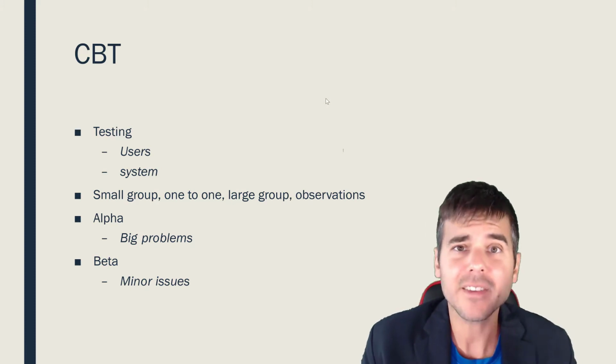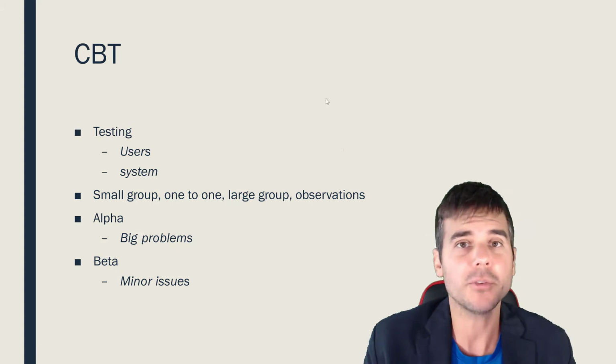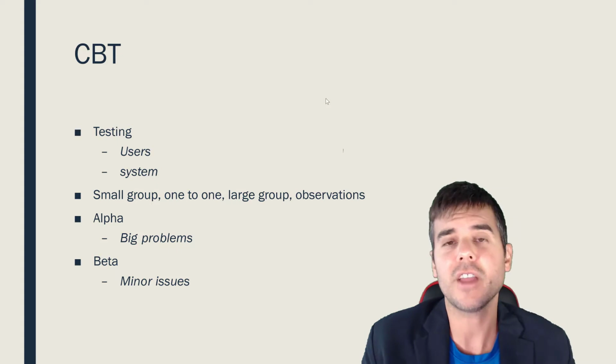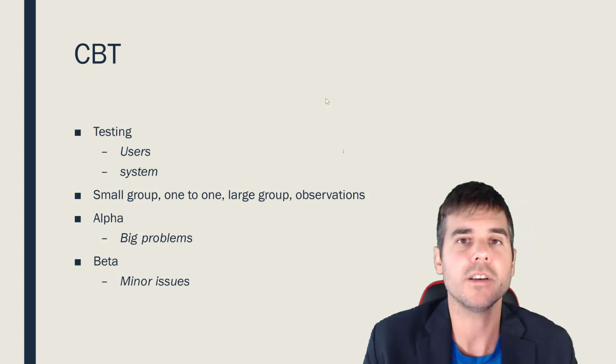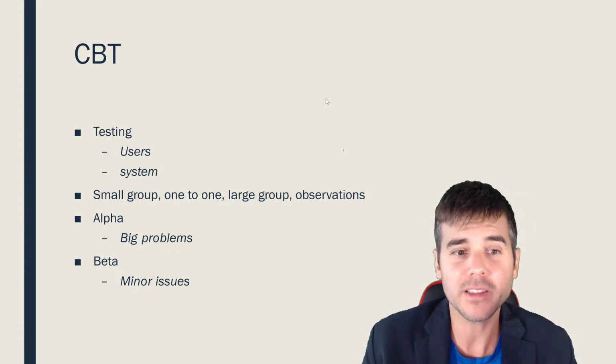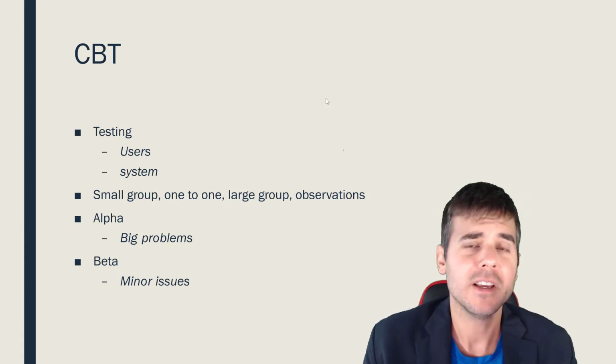So we got to test it. And I test it in multiple ways. I usually let users test it. I usually start with a few one-to-one users where I can observe them and make sure that everything's working out smoothly. This is what I call my alpha testing.